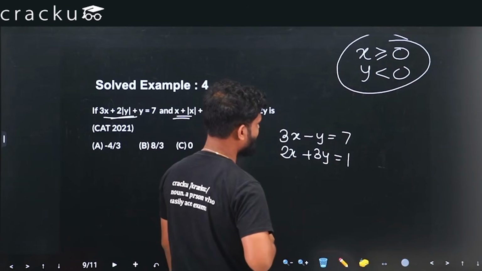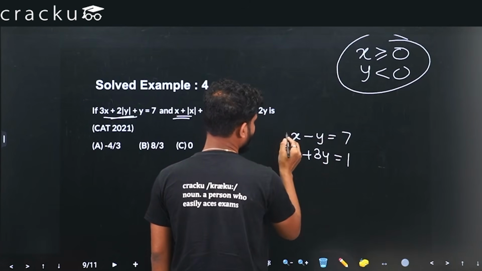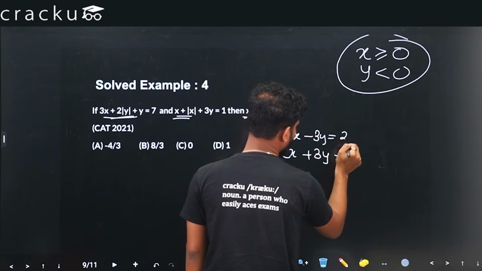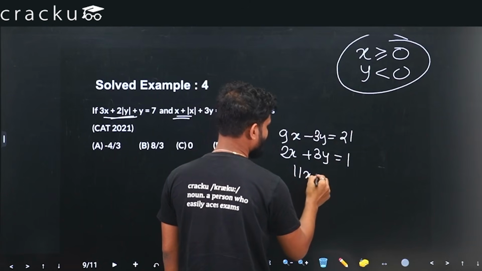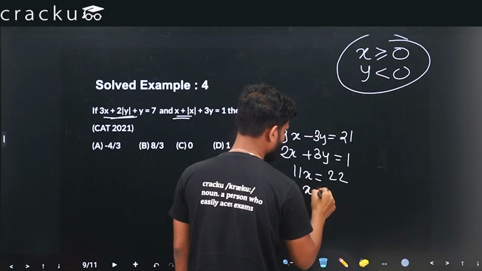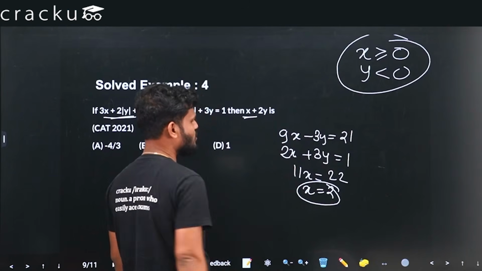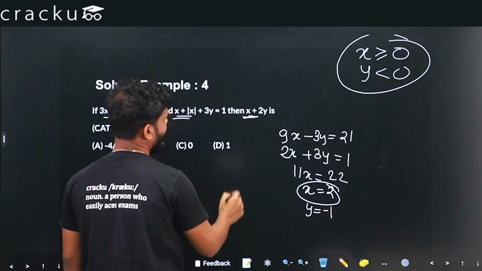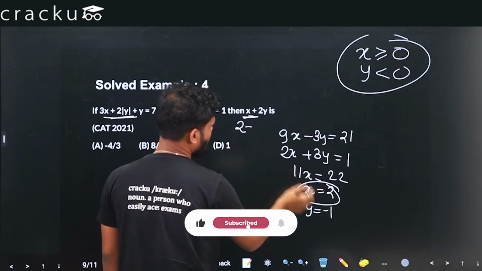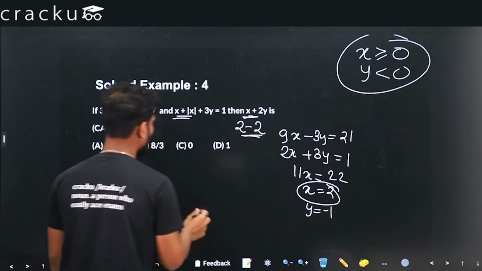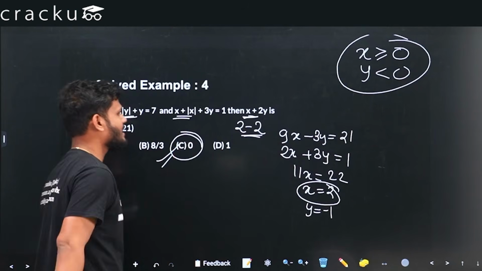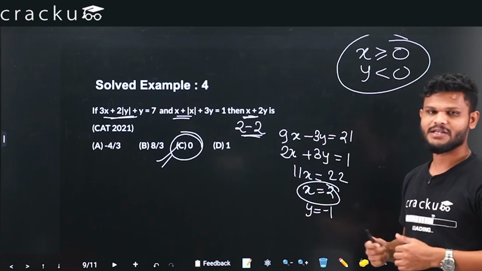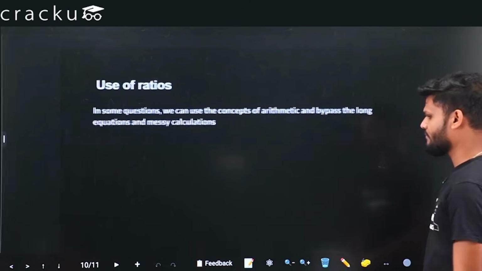So let us try to find the value of x. I will multiply the first equation by 3. So this will become 9x, this will become 3y, this will become 21. So from here I will get 11x is equal to 22, or x is equal to 2. Put x equal to 2 here, you will get y equal to minus 1. So x plus 2y is 2 plus 2 into minus 1, which is 2 minus 2, 0. So 0 is the correct answer here. This is how you solve the question by assuming the smart cases. Now let us go forward and solve one more question.